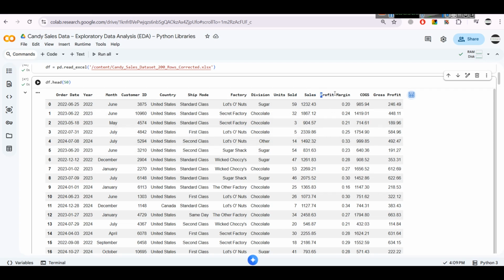Profit margin. This column shows the profit margin percentage for the order. It helps in understanding pricing efficiency and profitability. COGS. This represents the direct cost incurred to produce the goods sold. It is critical for profit and cost analysis. Gross profit. This column shows the actual profit earned from the order after subtracting COGS from sales. It is a key indicator of business performance.